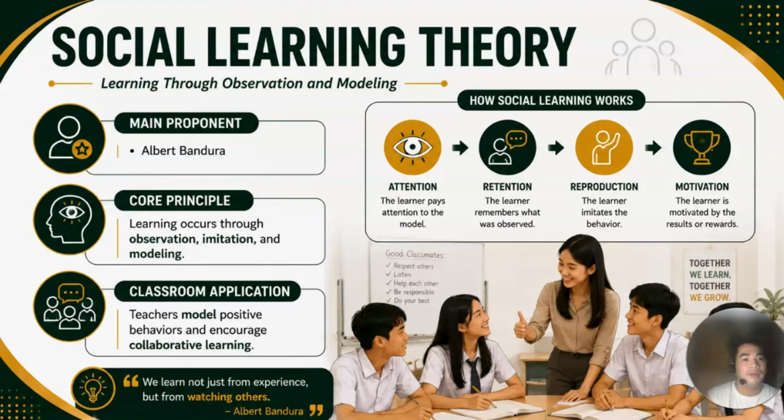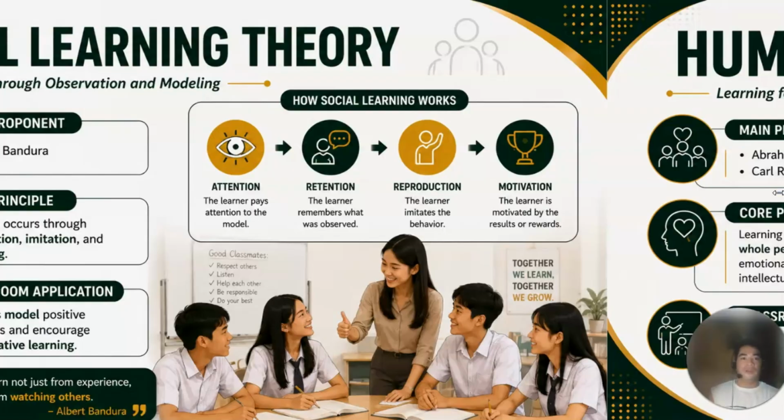And then, reproduction, the learner imitates the behavior. So, dahil nakita niya na mabait ka, tapos na-remember niya na ikaw, nasa teacher, mabait ka, then ginawa niya, naging mabait din siya. Okay? And the learner is motivated by the result or rewards. Okay? Next, we have also here the humanism.